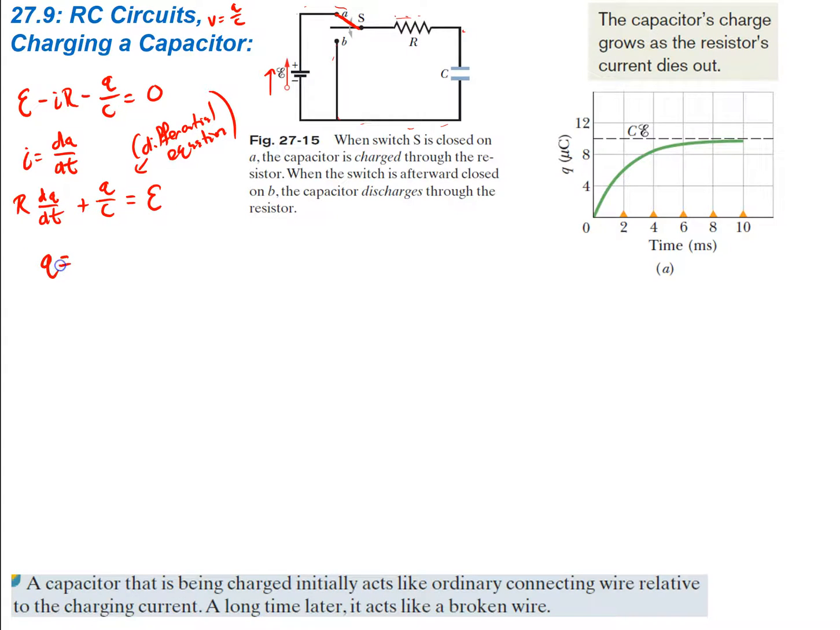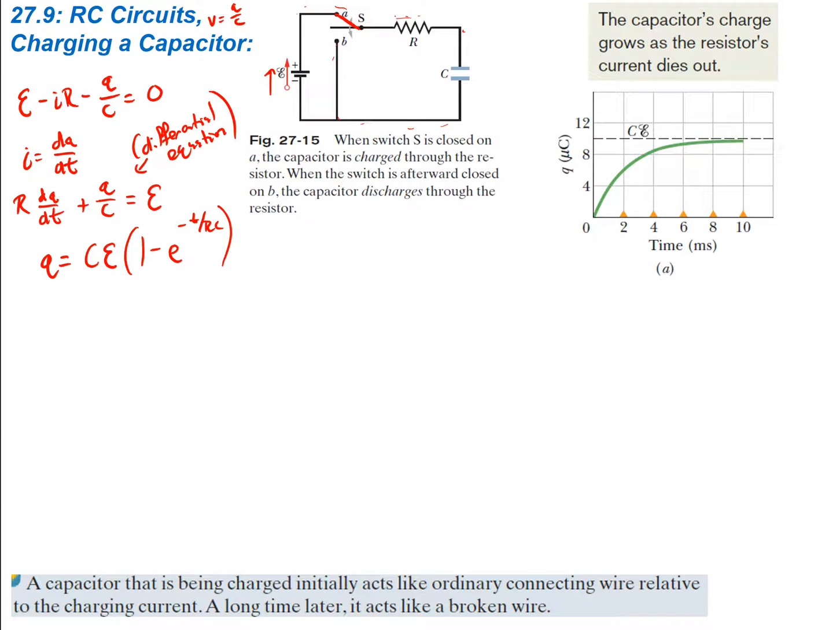So it's going to be Q. Basically, we're trying to find a value of Q that fits this equation. A value that works is Q equal to C epsilon times 1 minus e to the negative t over RC, where R is the resistance, C is your capacitance, and t is the elapsed time. This e is not the charge of an electron. This e is your exponential e that you find on a calculator. And then you have the EMF and the capacitance.